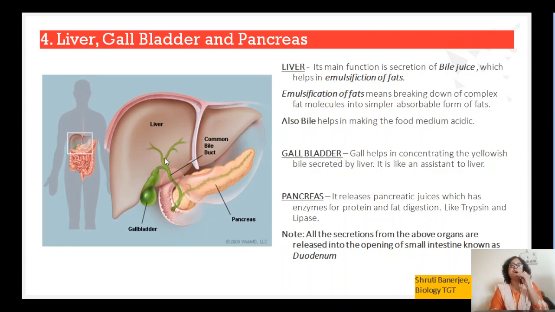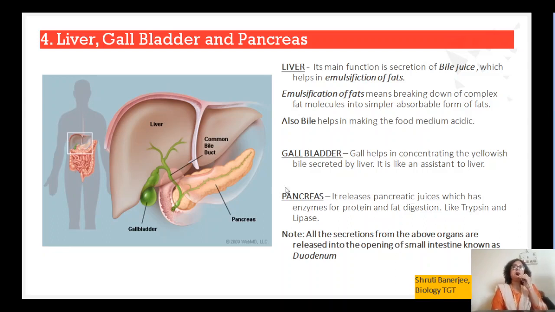So if there is no bile juice, there is no alkaline medium, and pancreatic juice will not be able to work efficiently, because again trypsin will not get activated. Okay, so this liver, gallbladder and pancreas together help in releasing. Liver will release bile juice, gallbladder will also release yellowish concentrated bile juice, and pancreas will release pancreatic juice, which contains the important enzymes trypsin and lipase for breaking down of protein and fat molecules.